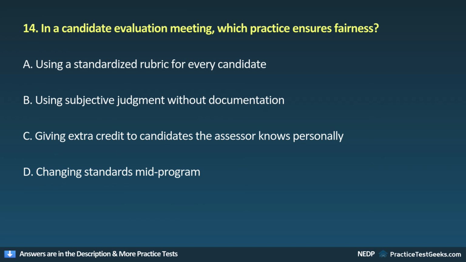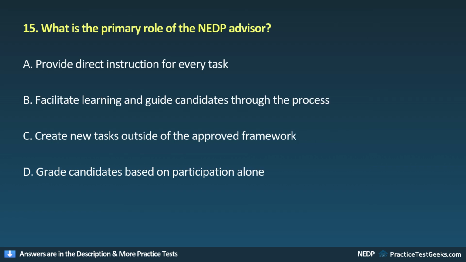14. In a candidate evaluation meeting, which practice ensures fairness? A. Using a standardized rubric for every candidate. B. Using subjective judgment without documentation. C. Giving extra credit to candidates the assessor knows personally. D. Changing standards mid-program.